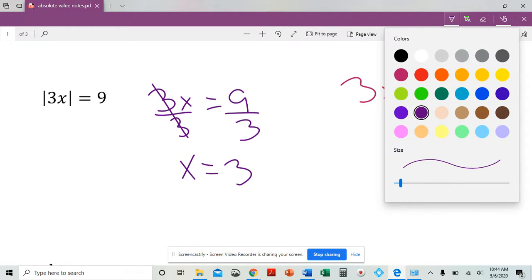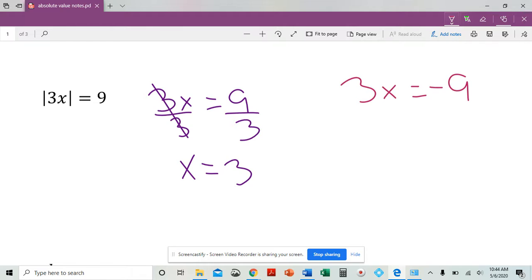Now the same thing happens over here. We need to isolate our variable, so we're still going to divide both sides by 3, but we're going to get a different answer because negative 9 divided by 3 is going to give us negative 3. So in this particular equation, x could be 3 or negative 3. You're going to have two answers for it.